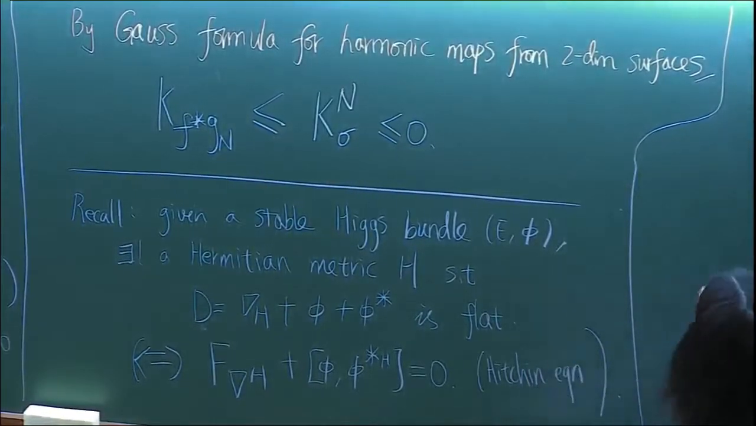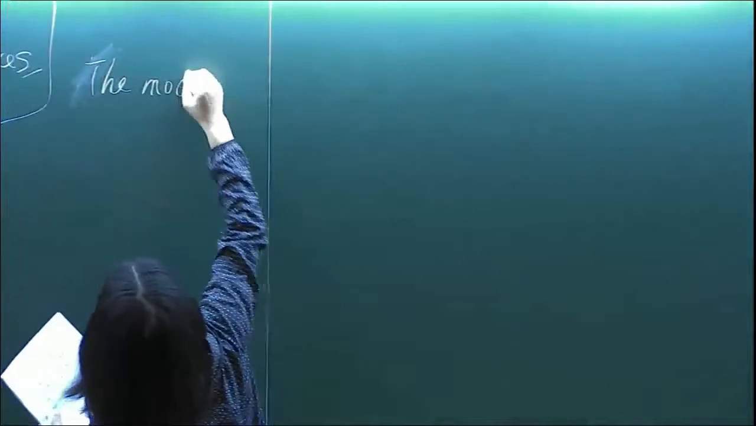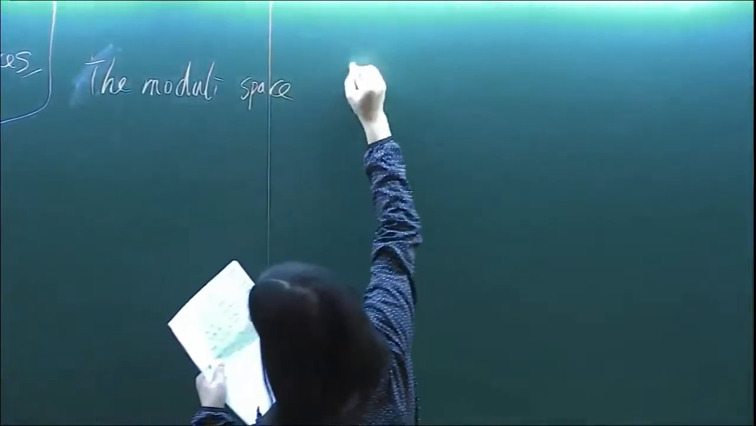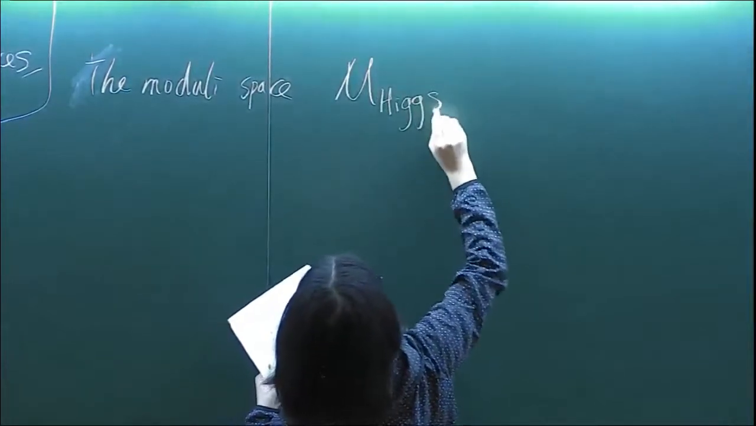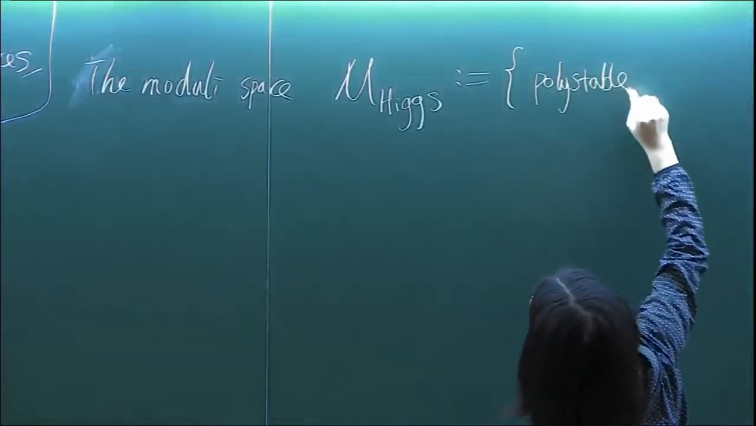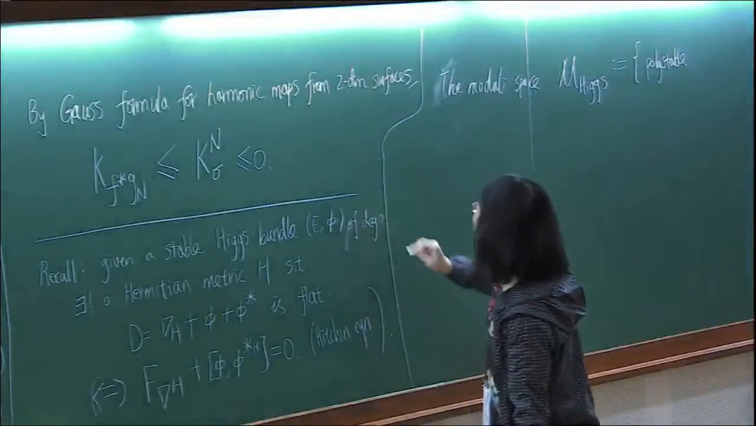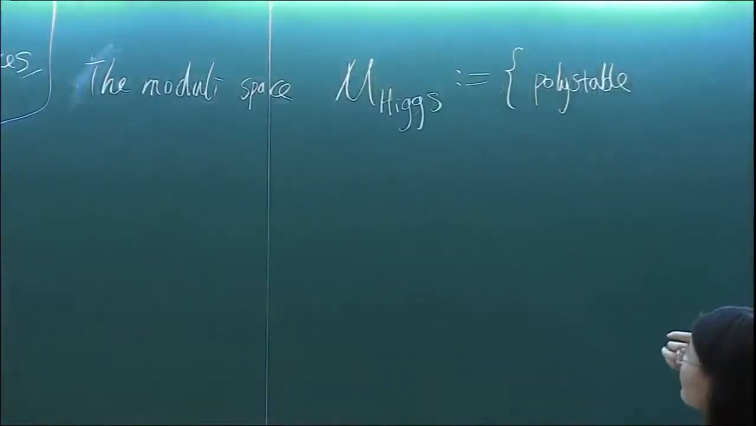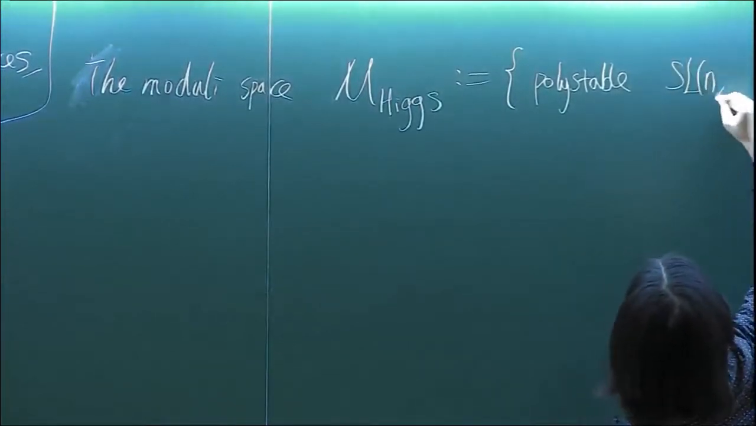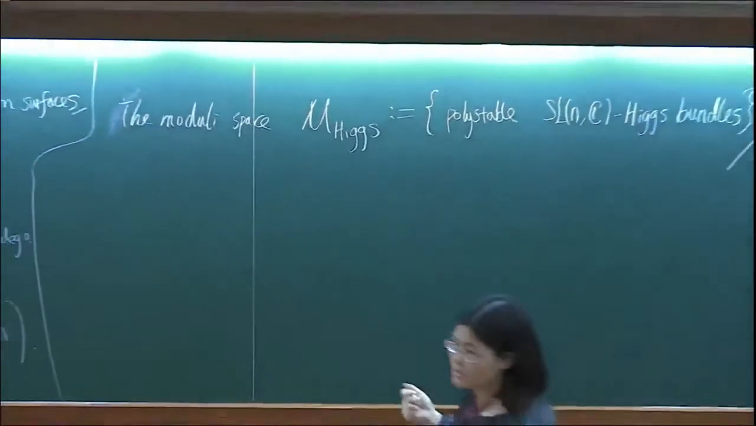So now I'm going to introduce the moduli space. The moduli space, denoted as M_Higgs, is all the polystable Higgs bundles, which are the direct sums of stable ones, here I should say of degree 0. Here it is also degree 0. But I'm actually saying SL_n(C) Higgs bundles, quotienting by gauge equivalence. So this is our first space, the moduli space of Higgs bundles.